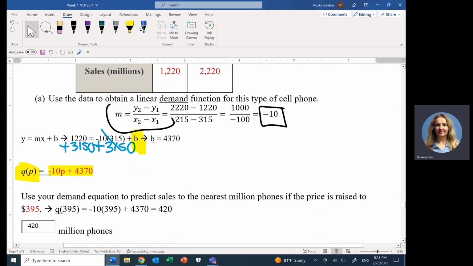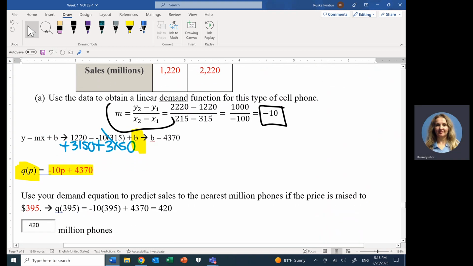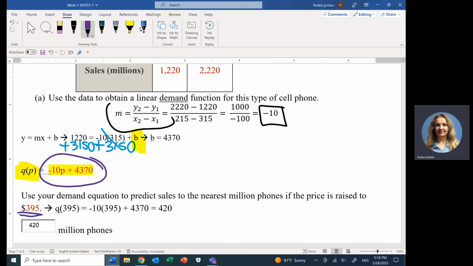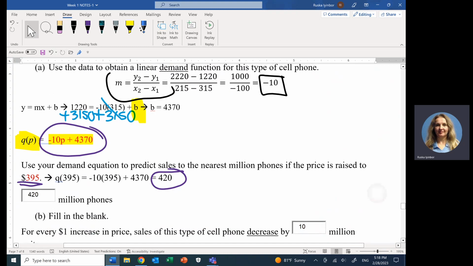And then the next one: use your demand equation to predict sales to the nearest million if the price is raised to 395. They give me the price, so in this equation I replace p with 395. Negative 10 times 395 plus 4,370 gives me 420. So that's the demand for that price.